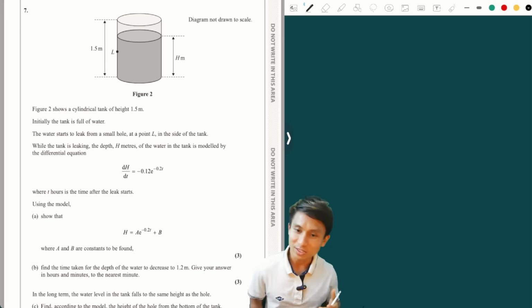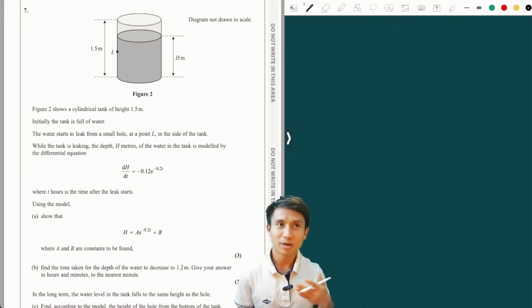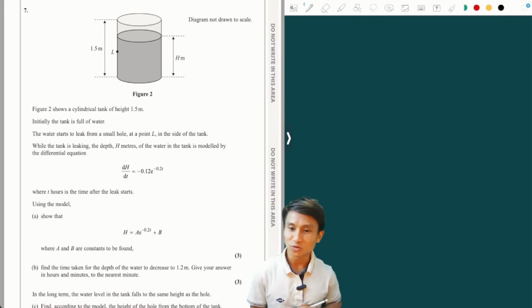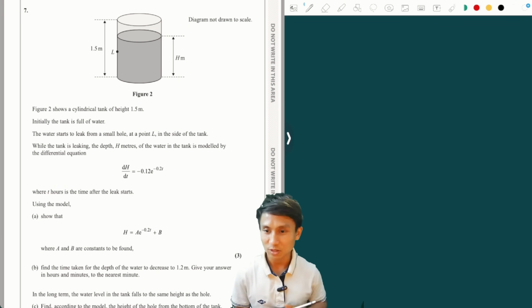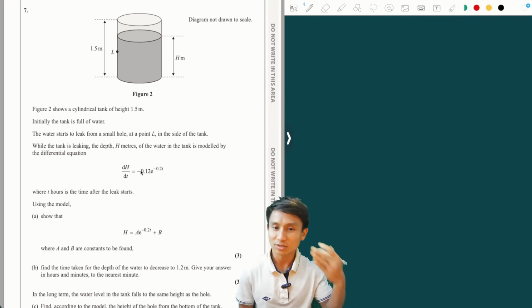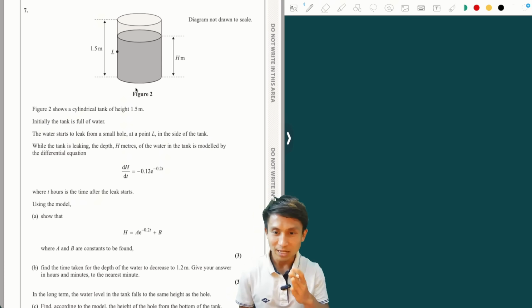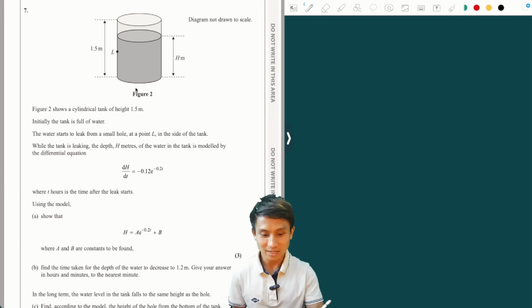Right? So this is integration, separation of variables, right? That is specifically the technique to use for a differential equation like this one. Using the model, show that h equals blah blah blah. So basically we need to solve this differential equation, and by that I mean just integrate it. Yeah, so we're going to integrate it, but before doing that we need to separate the variables, hence the technique. So it's just dh equals minus 0.12 e to the power of 0.2 t.